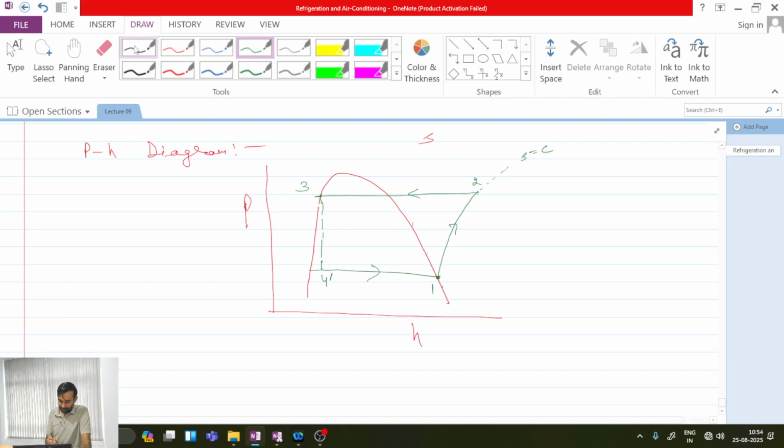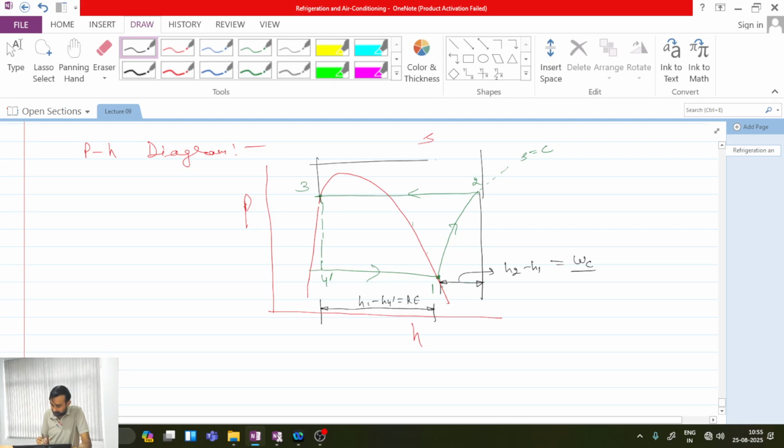Now, if you have to calculate refrigeration effect on the pH diagram, you will simply calculate this length, and this length h1 minus h4 dash will become your specific refrigeration effect per unit mass. If you have to calculate work done, simply calculate this length. This length will be h2 minus h1 and will become equal to compression work. If you calculate this length, that must be h2 minus h3, and it will be equal to heat rejected in the condenser.